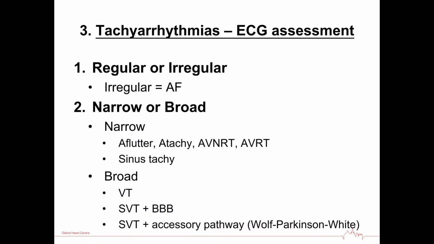So we're going to move on to tachyarrhythmias now. People often find these slightly trickier than bradyarrhythmias for some reason, but remember the same simple approach, the 5 questions, of which the most important for tachyarrhythmias is, is it regular or irregular? If it's irregular, it's always AF. If it's regular, then the next question is narrow or broad. If it's narrow complex tachycardia, lots of people lump this together as a supraventricular tachycardia.